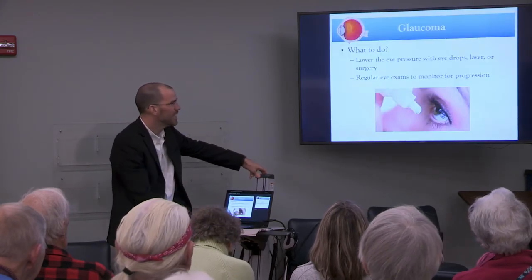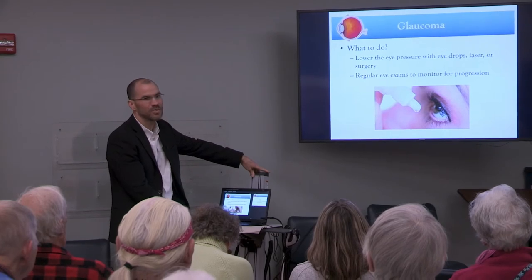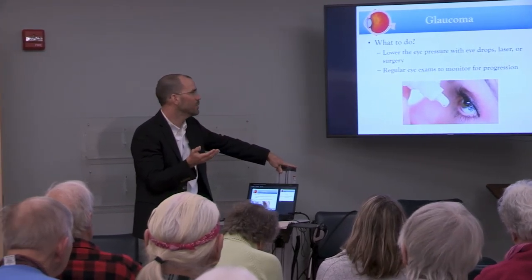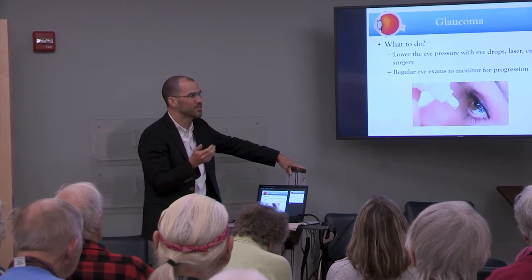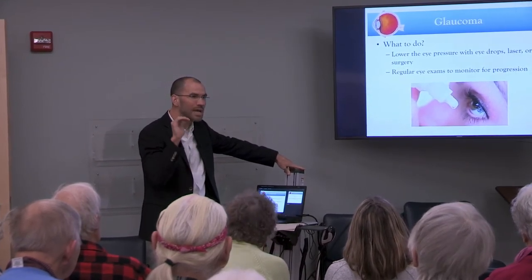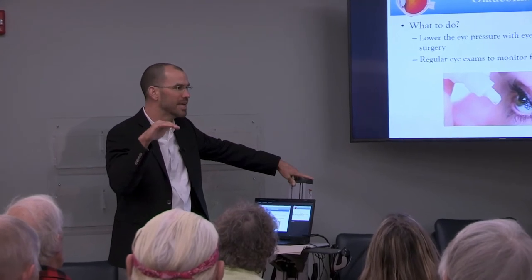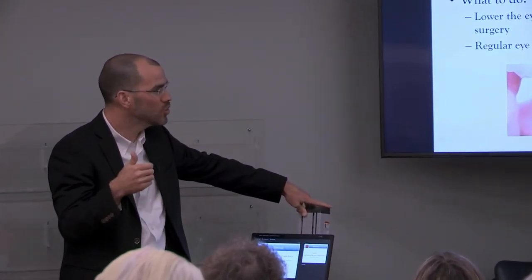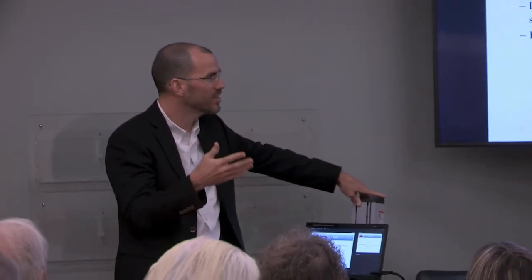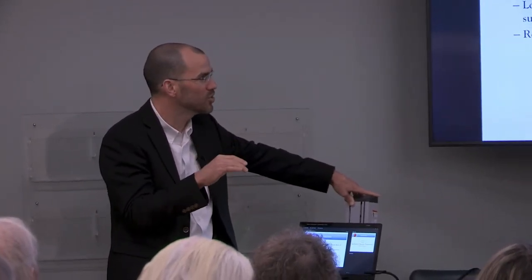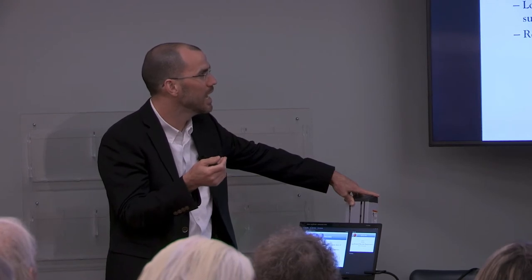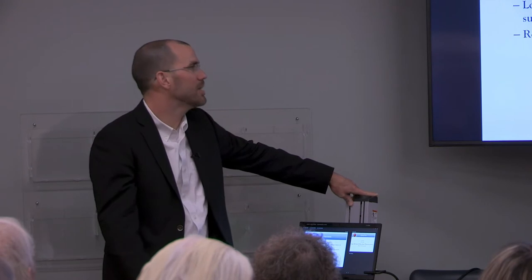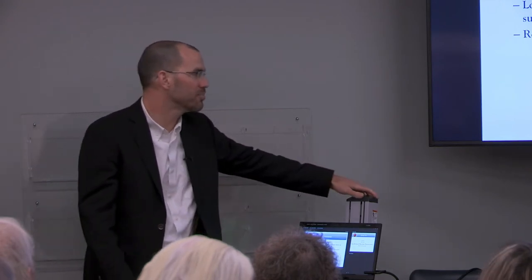So what can we do for glaucoma? Well, as I said, the only modifiable risk factor that we know of is eye pressure. And so we lower the eye pressure. That appears to slow down the disease. In some cases, it stops it from progressing. So eye drops are usually what's prescribed. There's laser treatment that can be done to lower the pressure as well, at least temporarily. Or in some cases, surgery is necessary to do that. And I also mentioned here regular eye exams to monitor for progression.